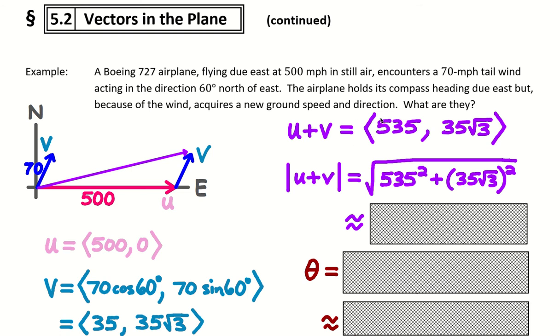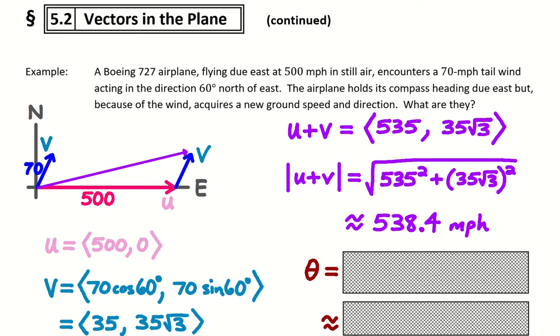But the final answer is not just the standard representation of the plane's final vector. They want to know the new ground speed and the direction. What's the new velocity or speed? What's the new direction? So we have to find the actual magnitude of this new vector, and that just involves the Pythagorean theorem. So nothing too crazy there.